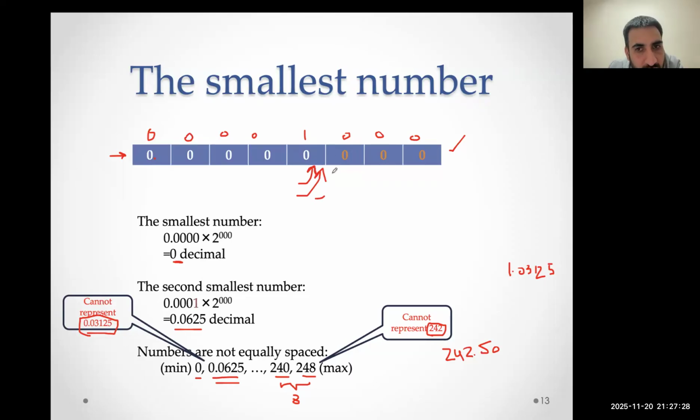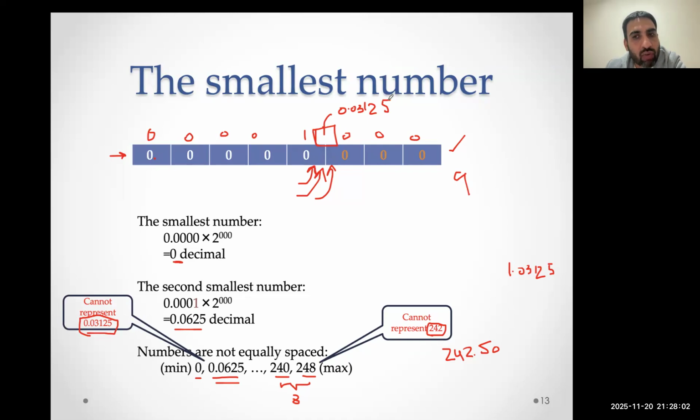So where is this problem arising from? Why can't I represent, for example, 0.03125? Because I don't have an extra bit, a sixth bit, for the mantissa, right? So if I said, okay, instead of 8 bits, I'm using 9 bits, and out of those 9, I'm using 6 for the mantissa, then I will have one more bit for the mantissa, and the weight of this bit will be 0.03125, right? So the more bits I have, the smaller fractional numbers I can represent, right?